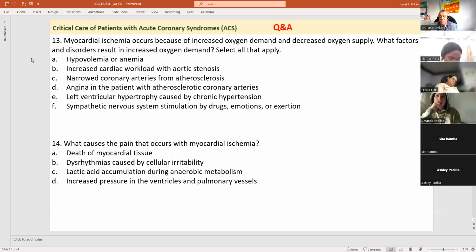Is this one? A? No, is this C, lactic acid accumulation during anaerobic metabolism?